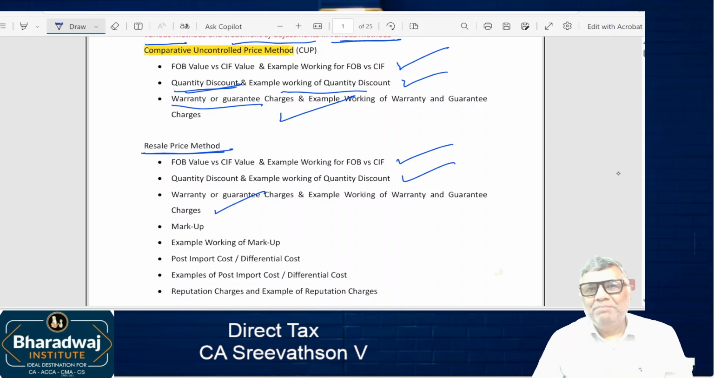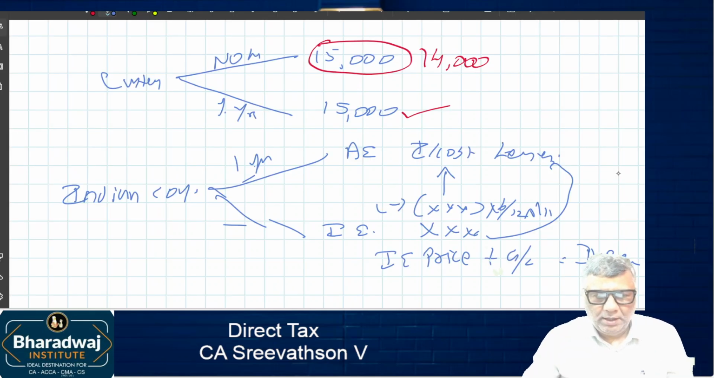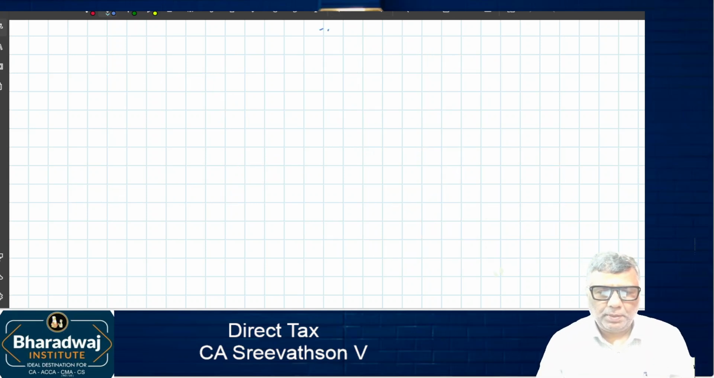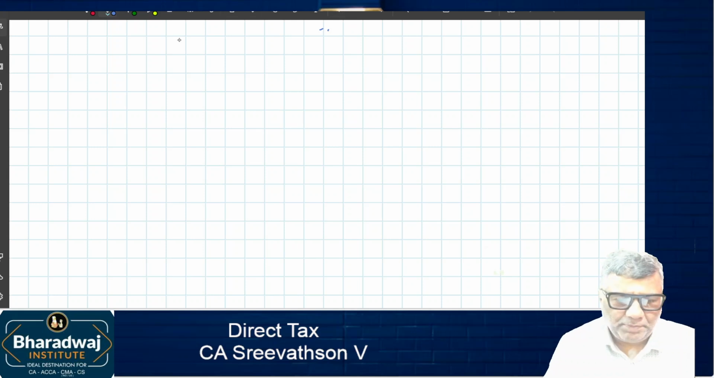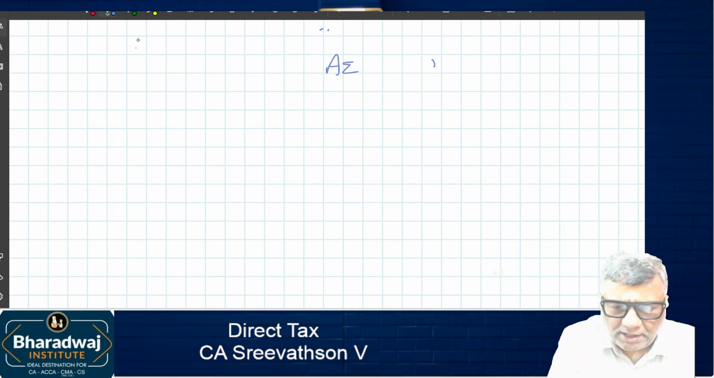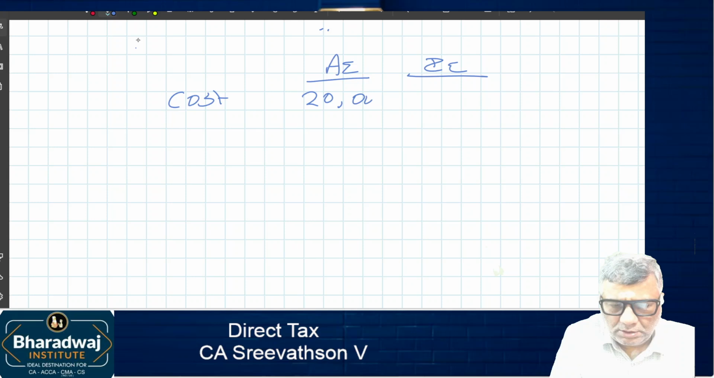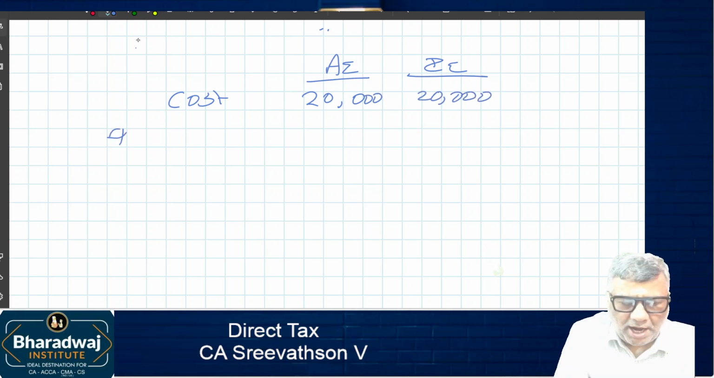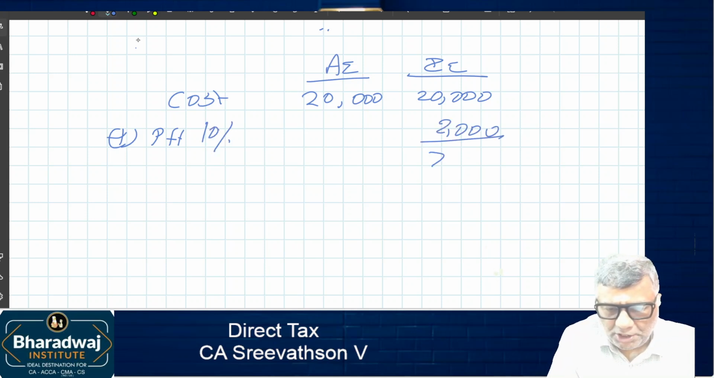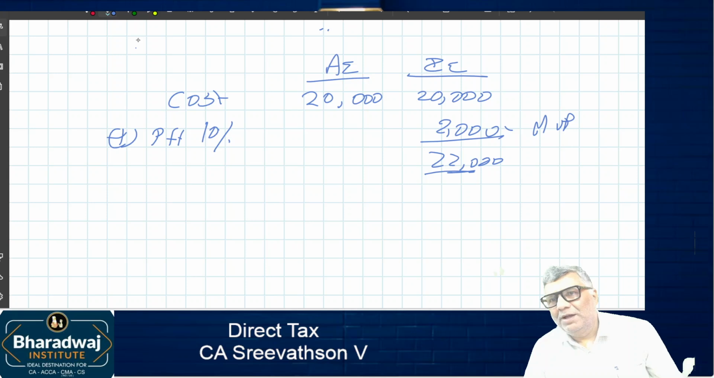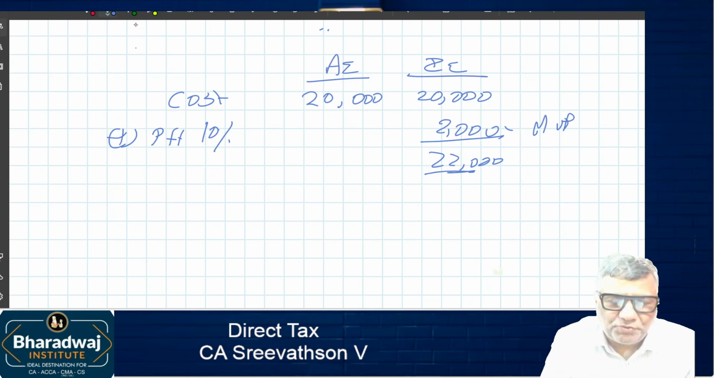Markup. Many questions use this term, which immediately makes one jittery. Let me think about associated enterprise and independent party. Cost 20,000. Add profit 10%, 2,000. That gives 22,000. This is known as markup. Markup is nothing but the profit percentage. Markup in the case of associated enterprises comes to 15%.